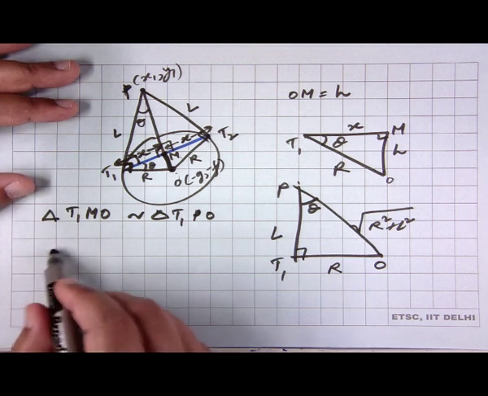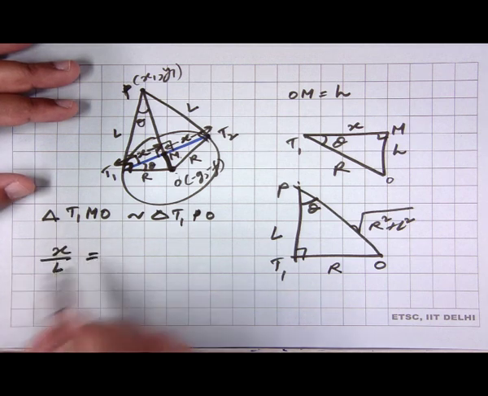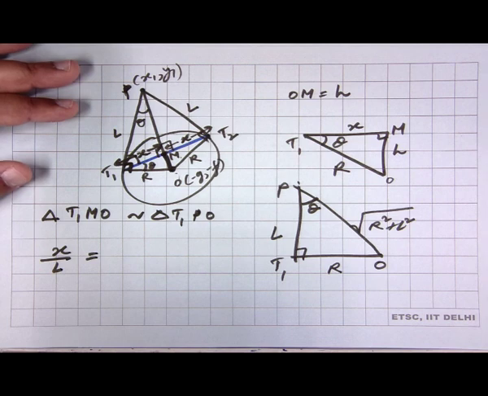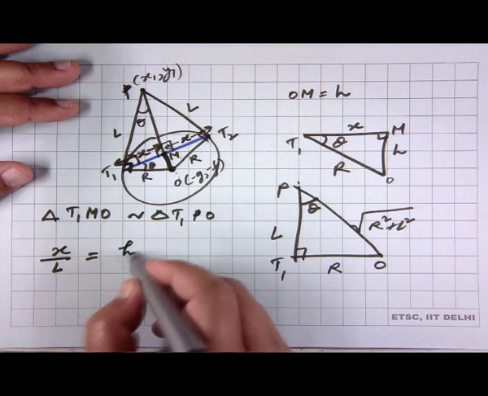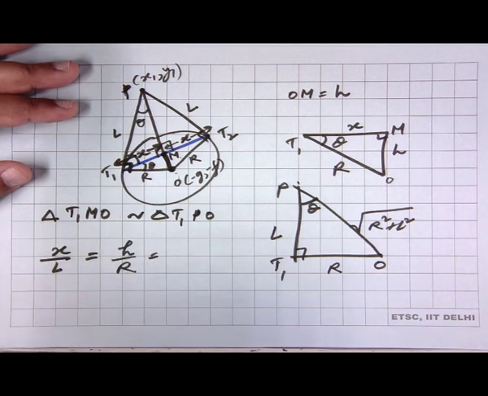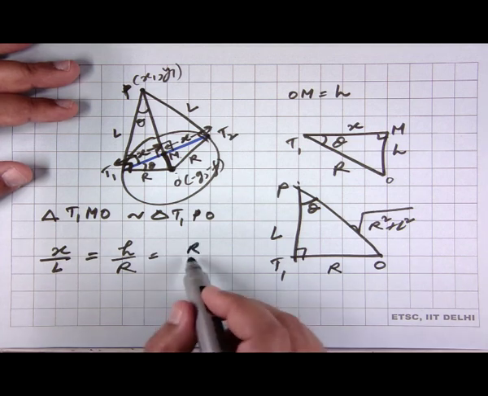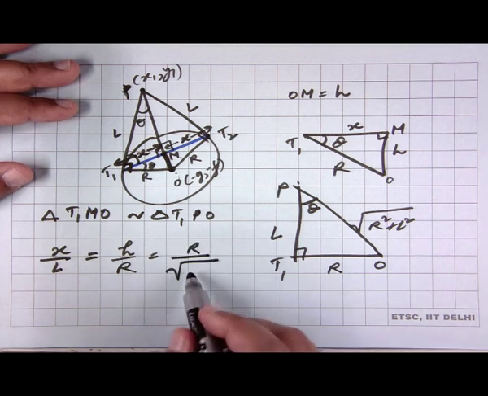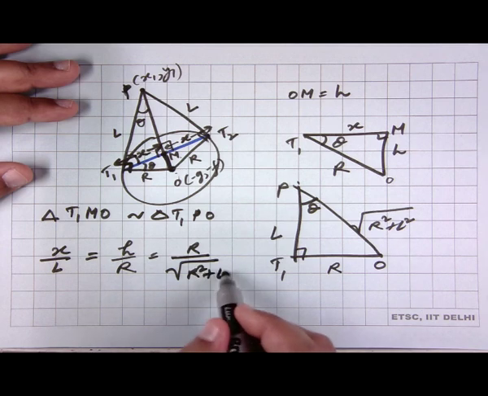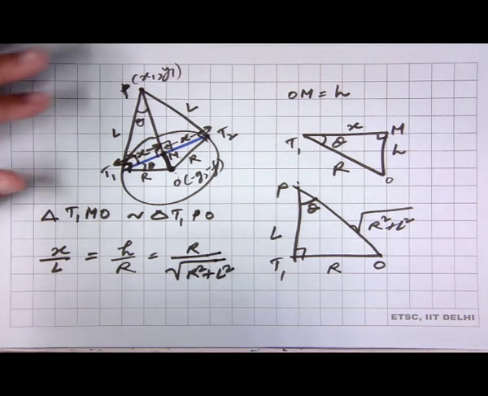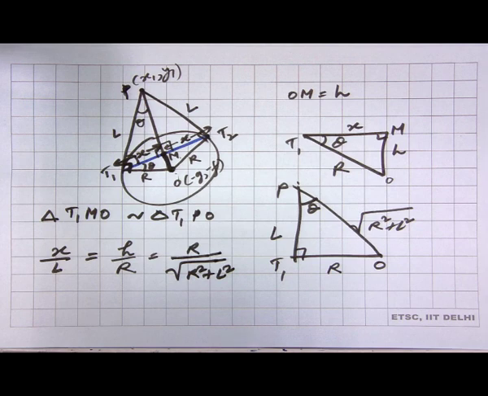Hence, x by L is equal to h by r is equal to r by square root of r square plus L square, because of similarity.